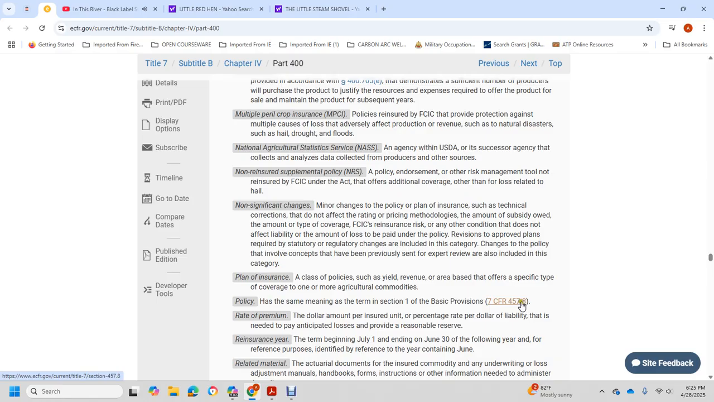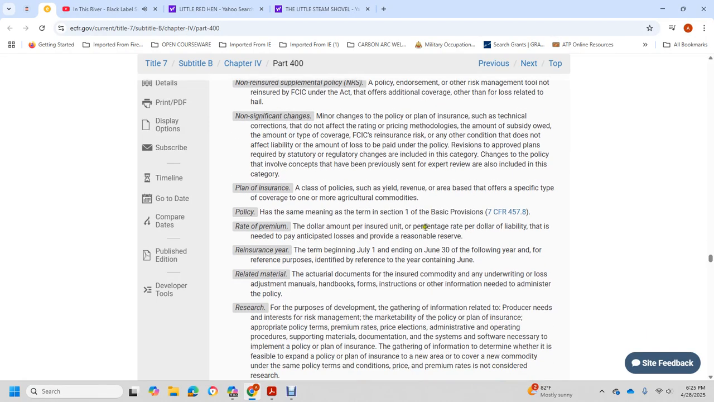Under 7 CFR 457, rate of premium: the dollar amount of insurance or the percentage rate per dollar of liability. This is the premium paid to pay anticipated loss and to provide a reasonable reserve.